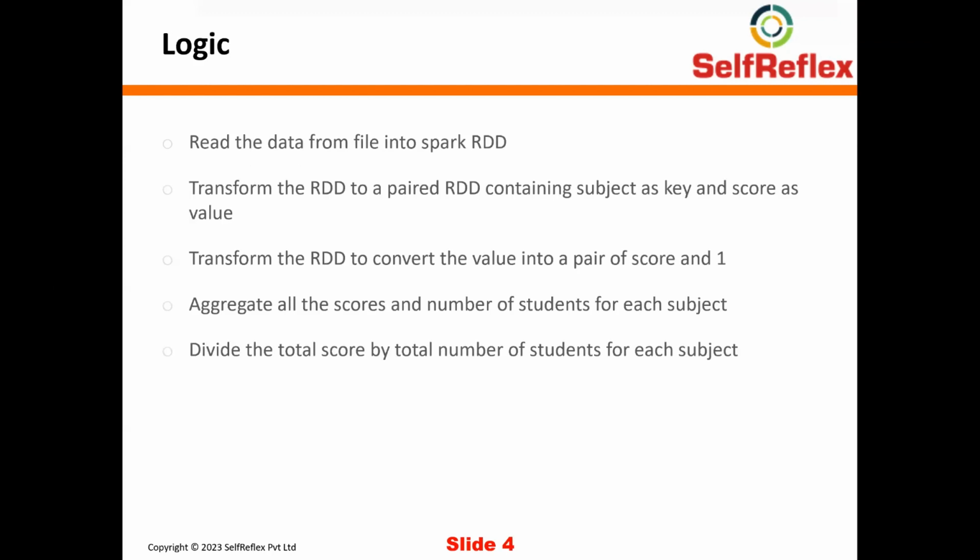The logic that we are going to use here is, think of this problem without Spark for a moment. Let's say you have n number of data entries where every entry has a subject and a score, right? In general, the way you would solve this problem is you would aggregate all the scores for a subject. You will count how many students were there in the data set, and you will divide the total score by the total number of students, right? So that's a very simple problem.